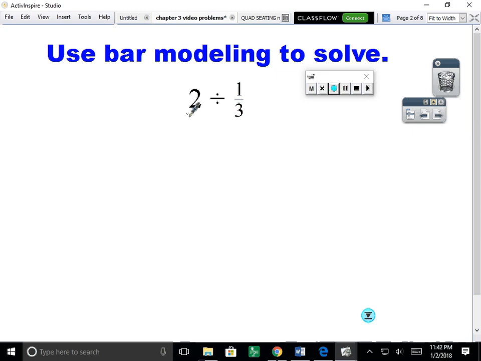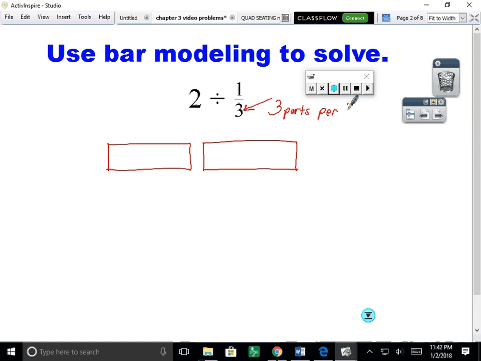So for this one, we're starting with 2. We have 2 whole bars. So again, thinking maybe candy bars. Sometimes people like to think of pizzas, but I definitely prefer this bar model method. It's better, I think, to show our parts as equal sizes when we're in a bar format instead of circles or pie models. Now this denominator is different. This tells me I want to make thirds. So 3 parts per bar.